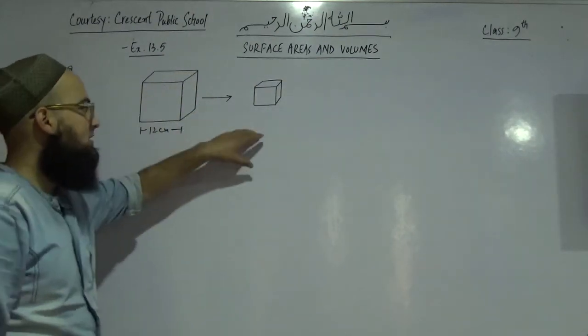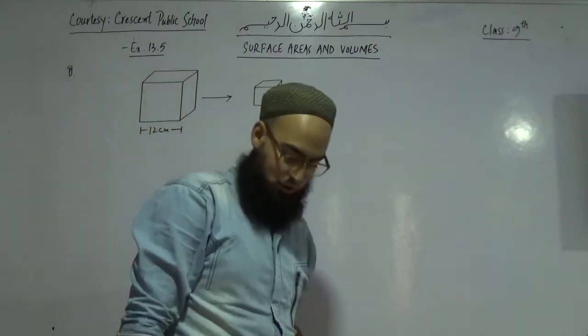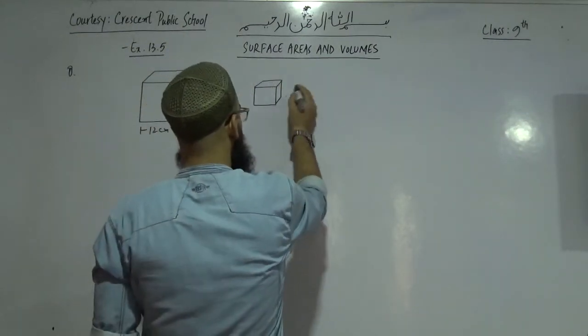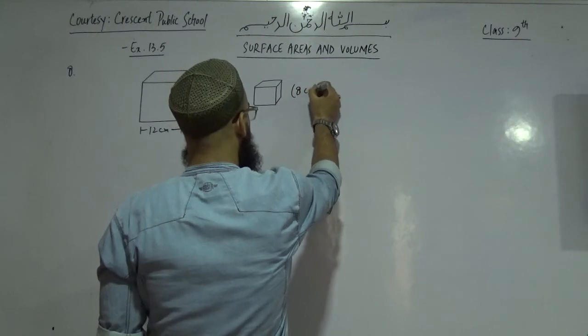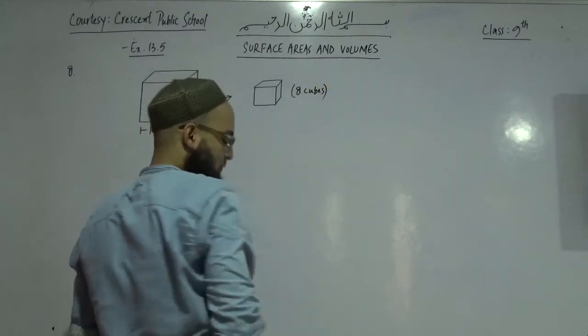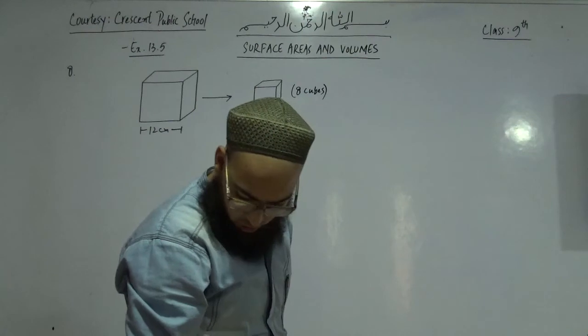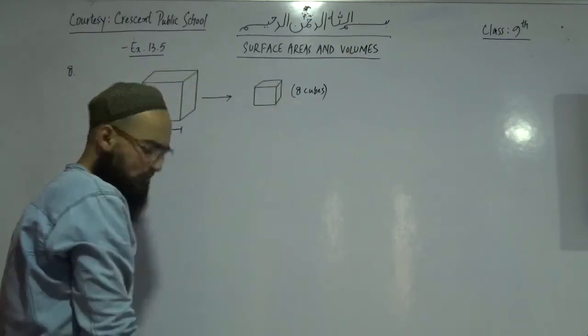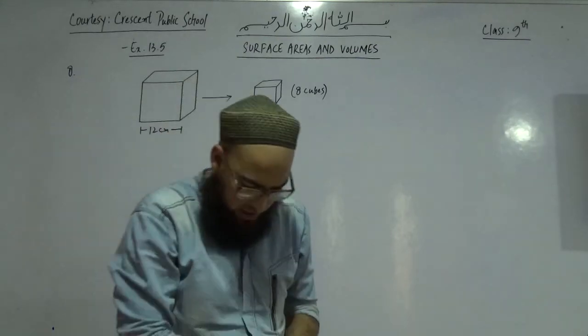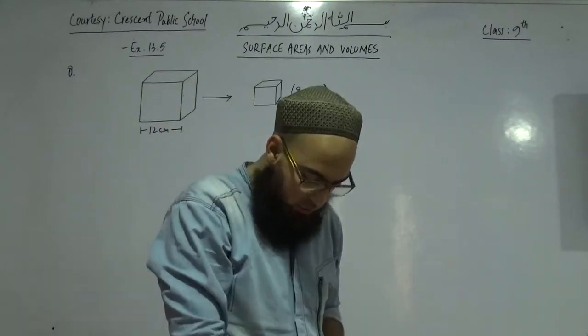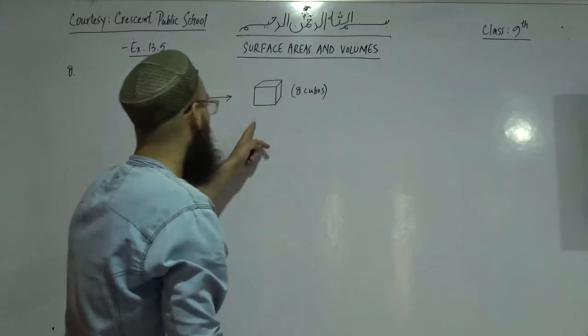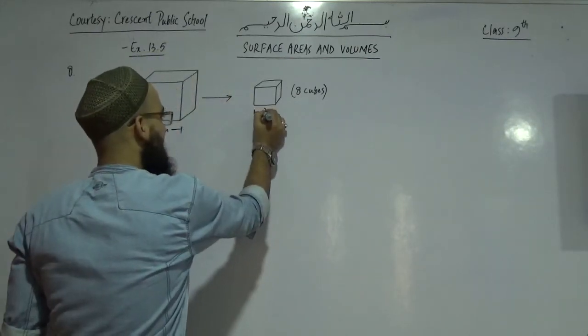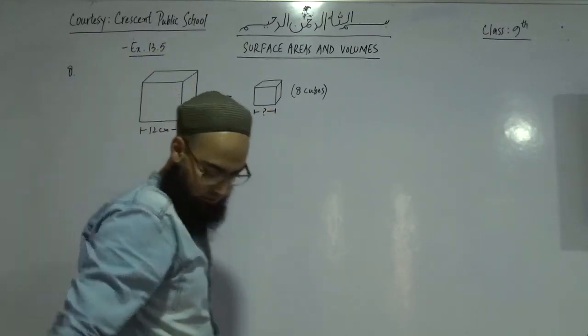This cube is cut into 8 smaller cubes of equal volume. We don't know the volume, but we know one thing, that the volume is equal. What will be the side of the new cube? You need to find this. This is the question.